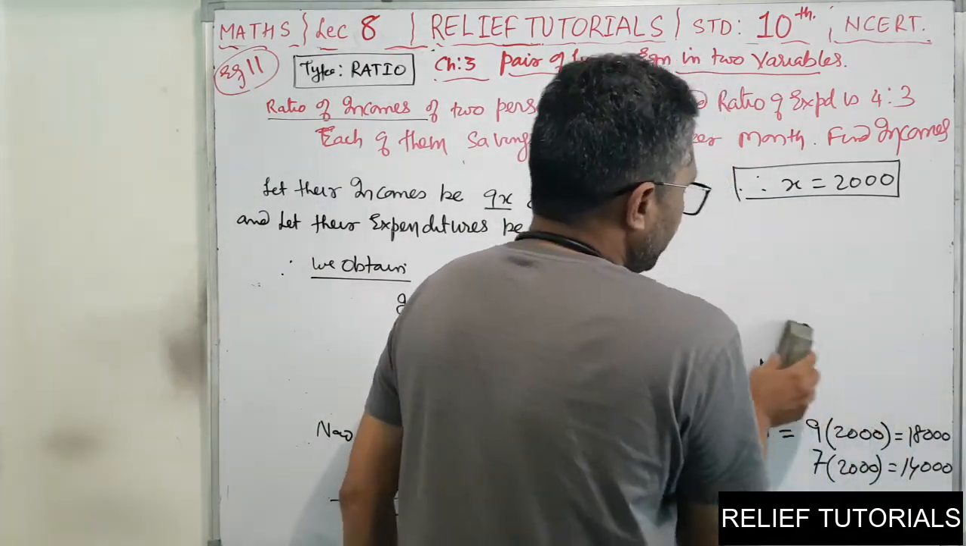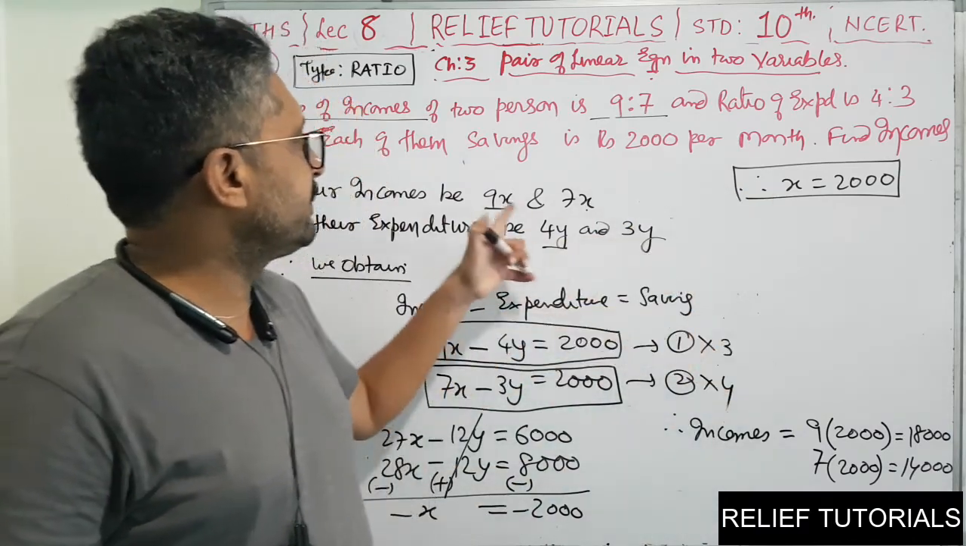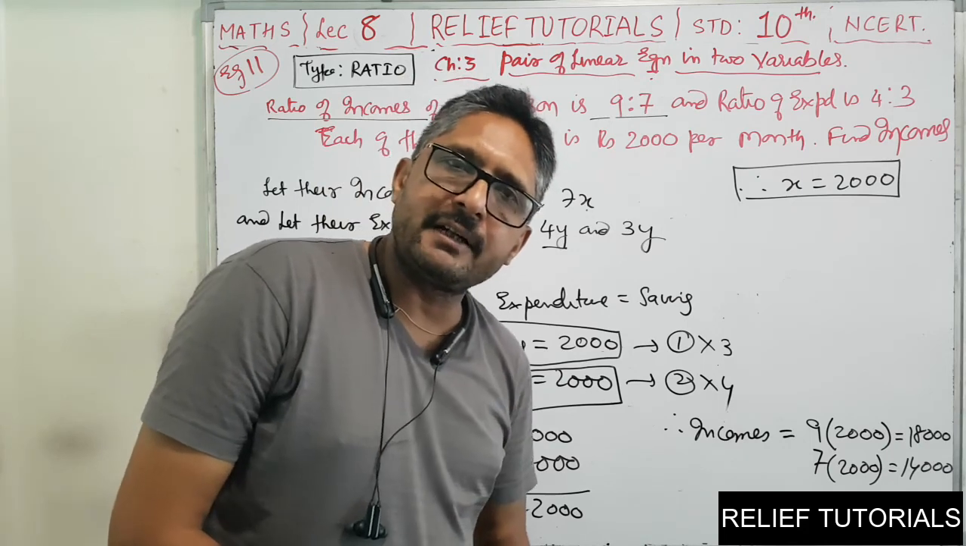Clear? Have you got it, friends? Only x is sufficient. You got x, you want to find income. Income is 9x and 7x. That's all. Clear? So with this we are completing our lecture.